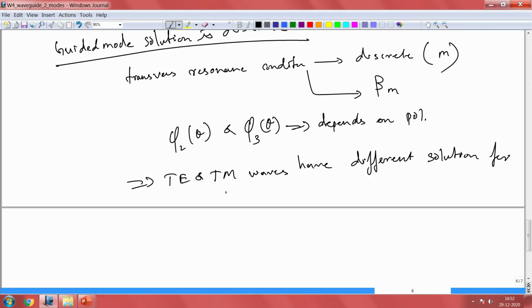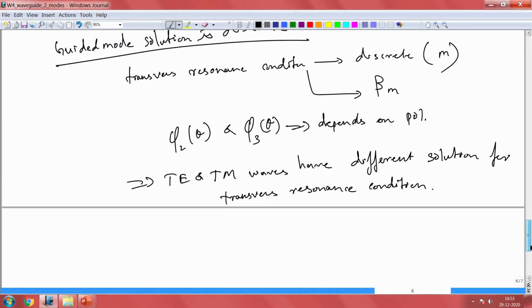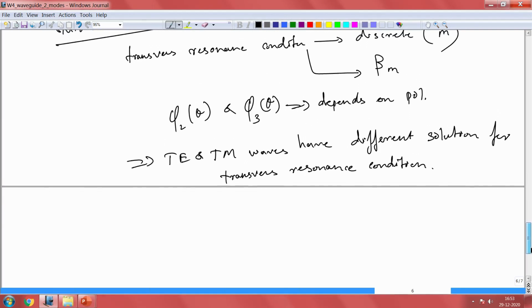for transverse resonance condition. All right. So, this is a very important understanding that one should have, that the different polarization of these waves create different solutions, and they are discrete as well.